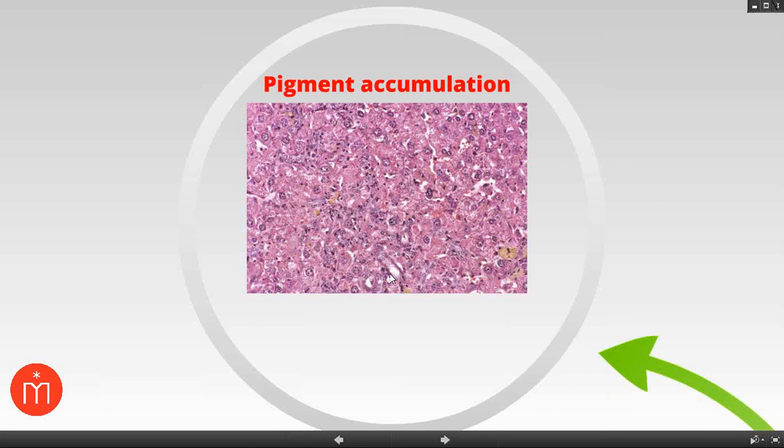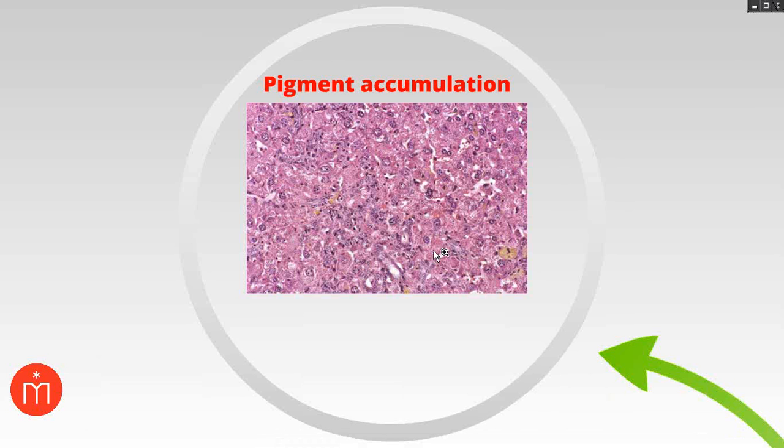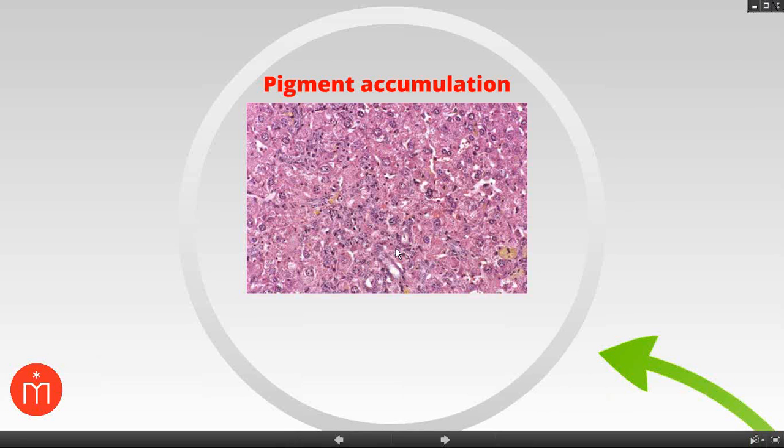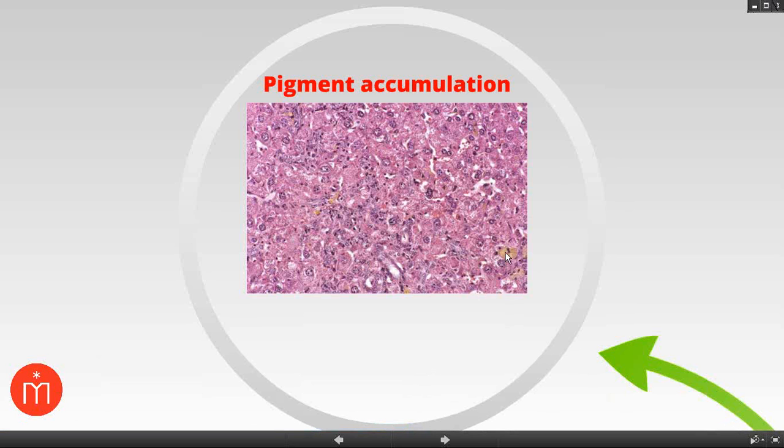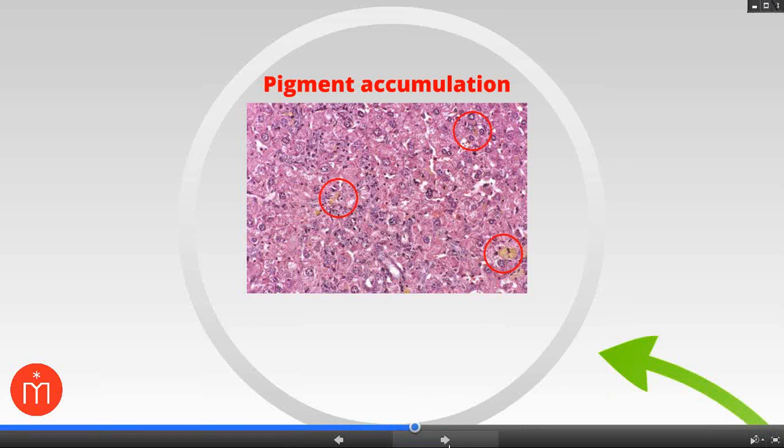The next answer choice is pigment accumulation. When we think of pigment in the liver, or pigment in general, we think about a few things. We think maybe about iron accumulation, as hemosiderin. We also think about wear and tear, the so-called lipofuscin pigment that older tissues can develop. On this slide, we see a little bit of this yellowing in certain areas. That can be lipofuscin right here, and right here.